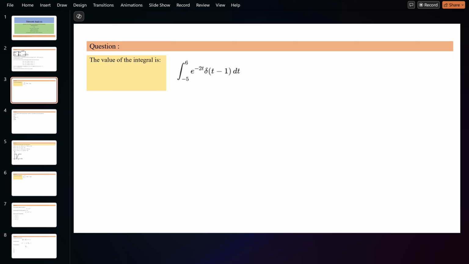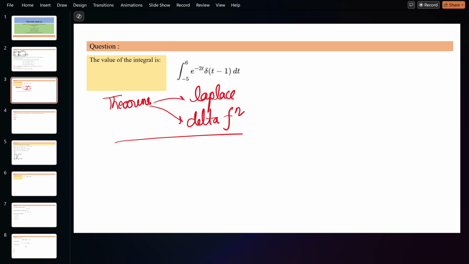There are a few theorems in the Laplace domain and in delta functions also. This is a kind of delta function. In each question there is one theorem which is applicable, or you can say a simpler form of why it is applicable.